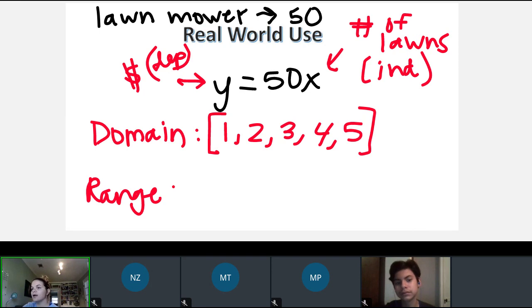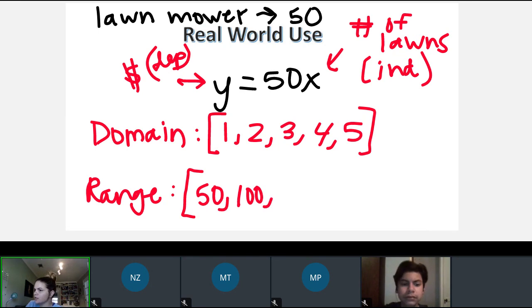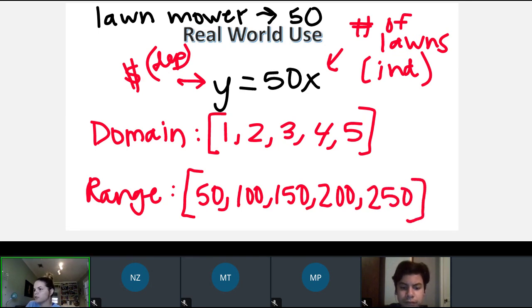So then my range is my y values. So when I mow 1 yard, y is 50. 2 yards, y is 100. 3 yards, 150. 4 yards, 200. 5 yards, 250. Okay, so our range changes based on what our x value is.